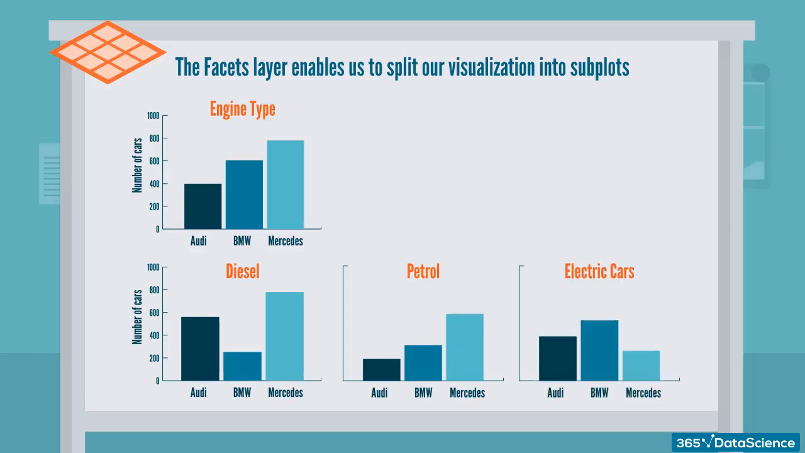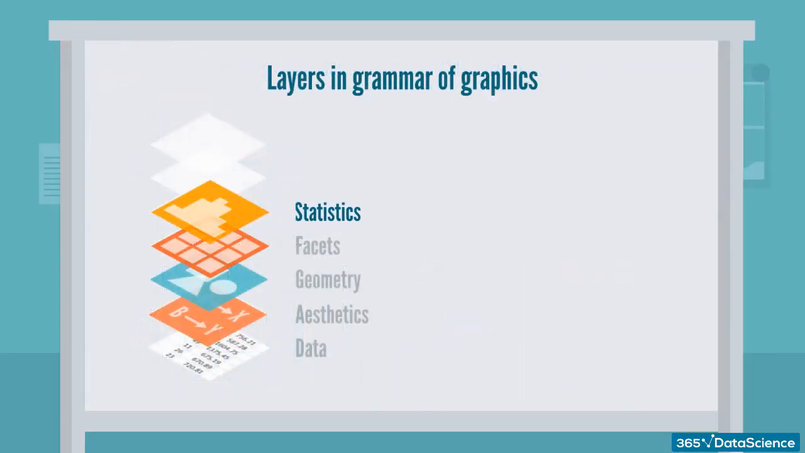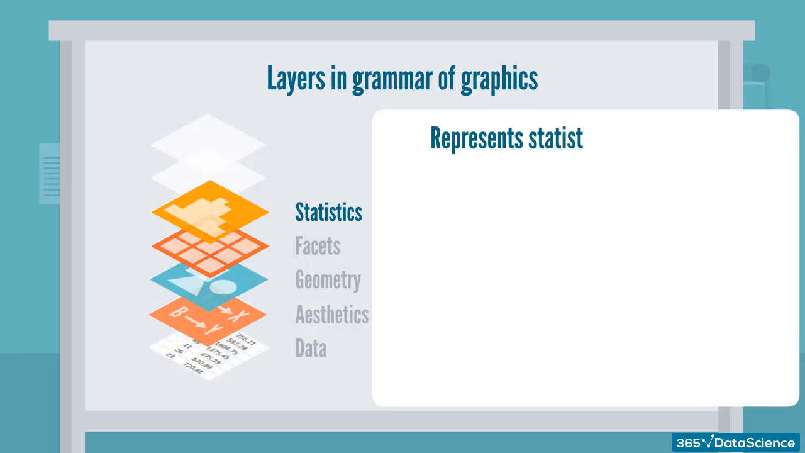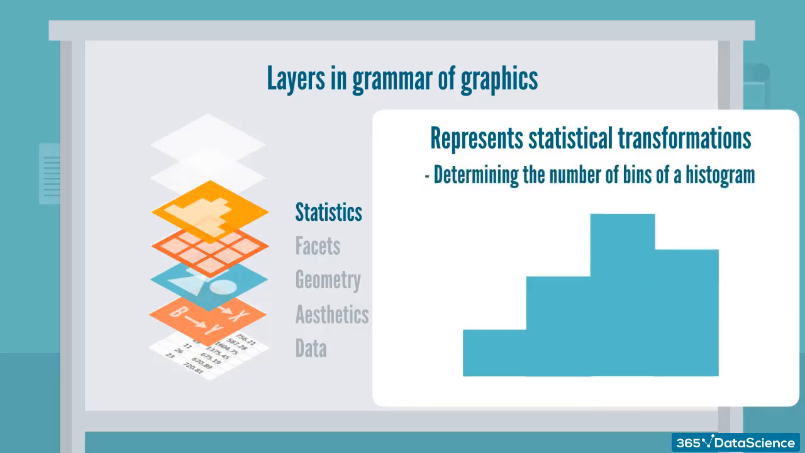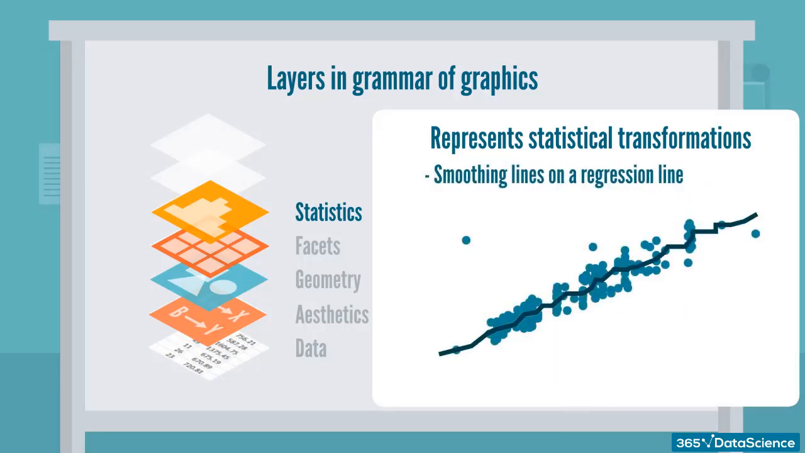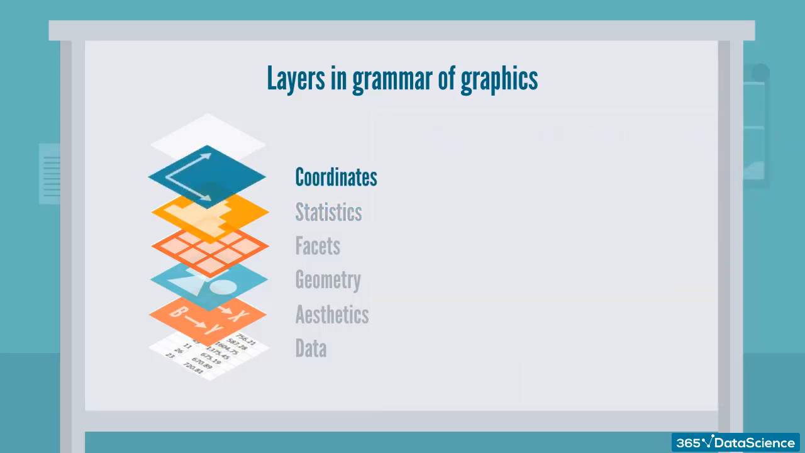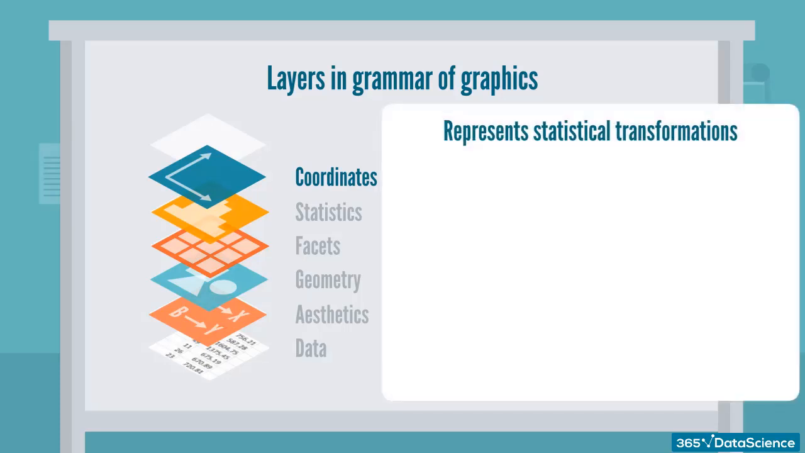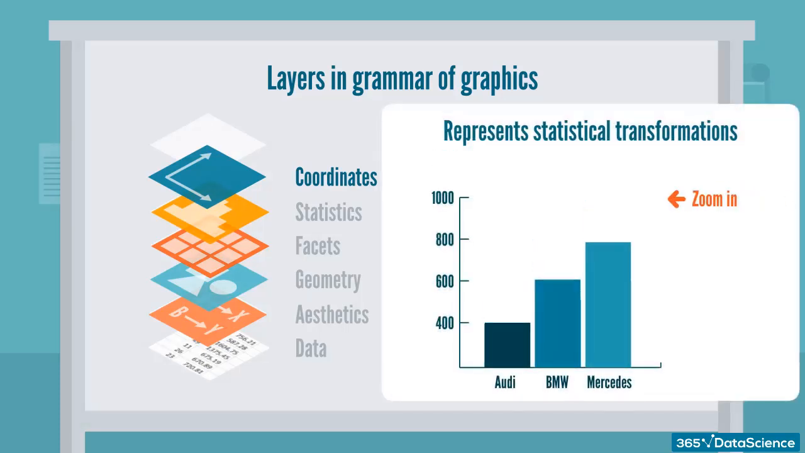So far, so good. Moving on to the 5th layer, which is statistics. This layer represents the statistical transformations we might perform on our data. It can be used for various purposes, such as determining the number of bins when plotting a histogram, or smoothing lines when drawing a regression line. Cool. The 6th layer is the coordinates layer. The coordinates layer, as the name suggests, is connected to the coordinates or boundaries of our graphs. This layer can be used to zoom in or out of a plot. Apart from this, it could be used to perform transformations on the coordinate system. For instance, switch to polar coordinates.